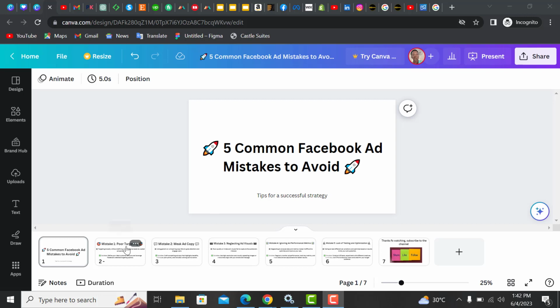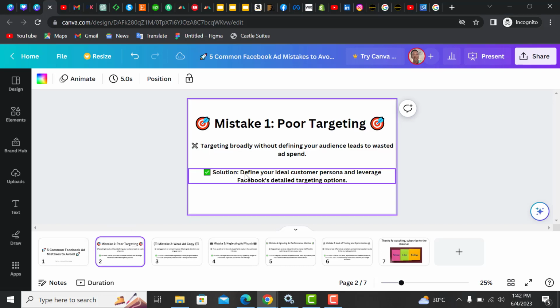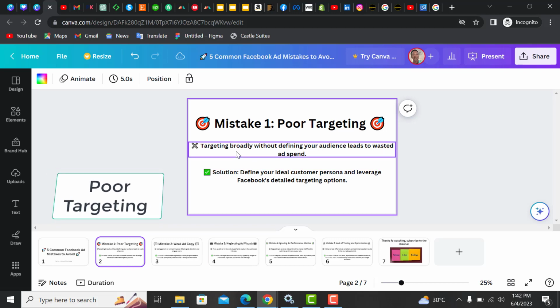The first mistake is poor targeting. What is poor targeting? What do I mean by poor targeting? When people target a broad audience without defining their audience, you are wasting a lot of money on your ads. Let's say you want to run Facebook ads and you are not targeting the right people, the right audience, you're going to keep wasting your money. If you don't know who your ideal customer is, who your ideal client is, you're just going to keep losing out on money and keep wasting money on ads.